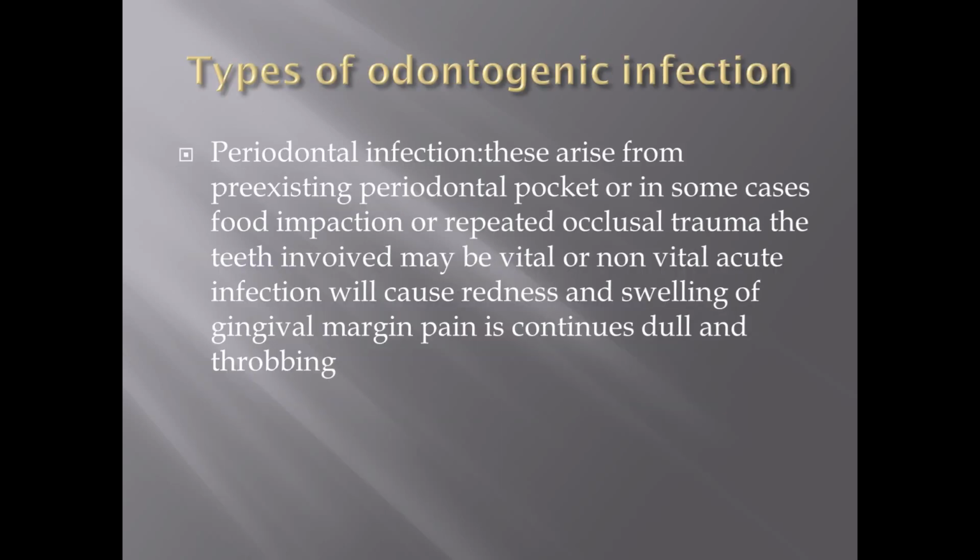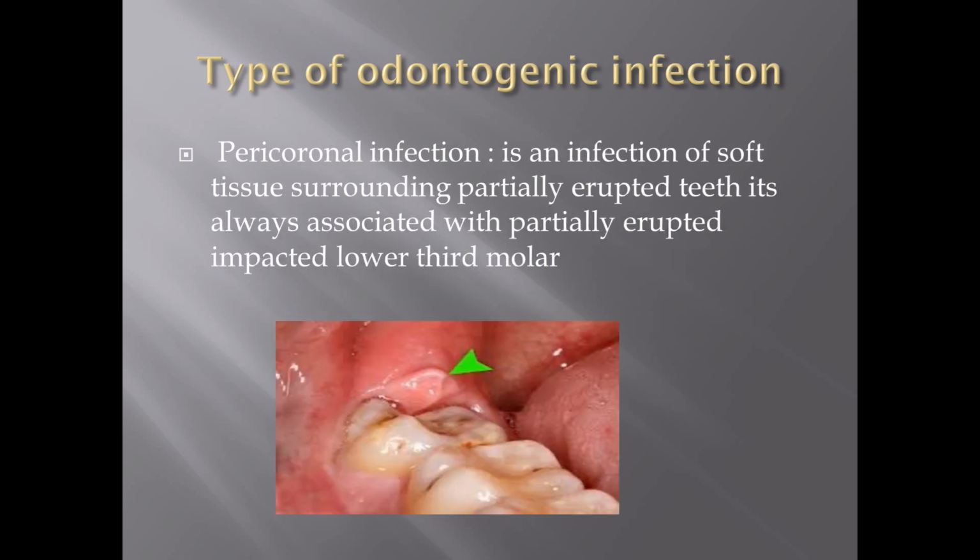Other type is periodontal infection. This arises from pre-existing periodontal pocket or in some cases by food impaction or repeated occlusal trauma. The teeth involved may be vital or may be non-vital. Acute infection will cause redness and swelling of gingival margin. Pain is continuous, dull and throbbing.